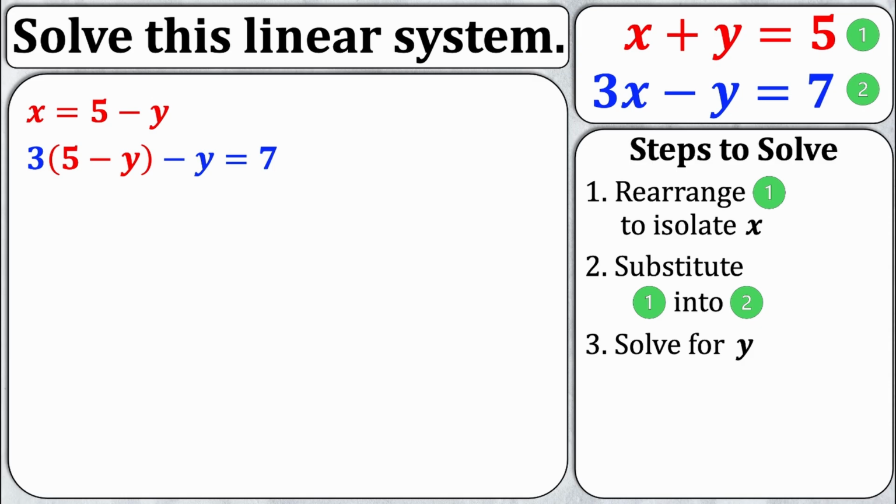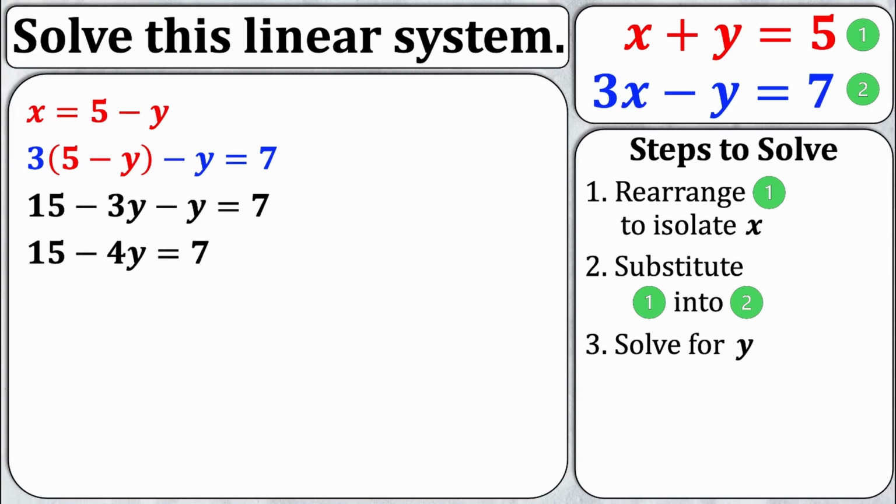Now step 3 is simple. We have one equation and one unknown. So we can solve for y. And so to do this, I need to distribute that 3 into the brackets. I'm going to do so on the next line. So 3 times 5 is 15, and 3 times negative y is negative 3y. That takes care of the brackets. I still have my negative y equals 7 from the previous line. Now I'm simply going to collect my like terms, and that's going to give me 15 minus 4y equals 7.